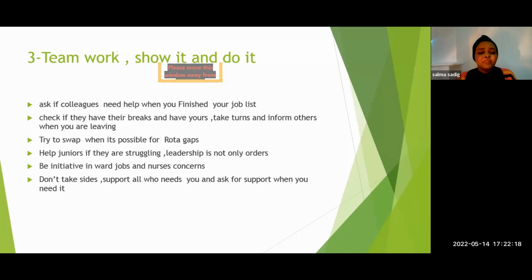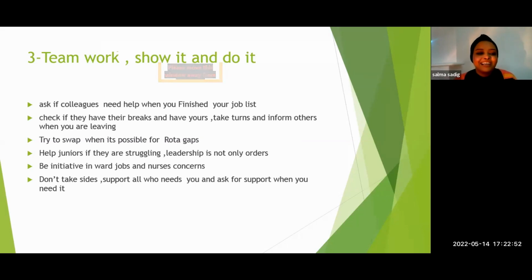So simply, how would people know if you did not show it or speak about it? It's not only about action. Teamwork is also about communication and vocabulary, and just simply asking others if you need any help. I feel this is all considered part of teamwork and being proactive toward helping and toward blending into your team. So ask your colleagues if they need help when you finish your job list.